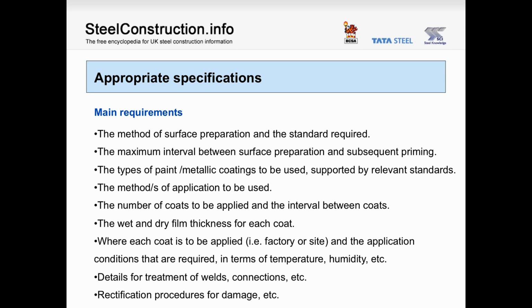The main requirements, therefore, should include surface preparation and the standard required, the maximum interval between surface preparation and subsequent priming, the types of paint or metallic coatings that are to be used, supported by relevant standards, the methods of application to be used, the number of coats to be applied and the interval between coats, the wet and dry film thicknesses for each coat, where each coat is to be applied, in the factory or on site, and the application conditions that are required in terms of temperature and humidity, etc. Details for treatment of welds, connections, and so on. Rectification procedures should also be included for any damage that might be incurred.